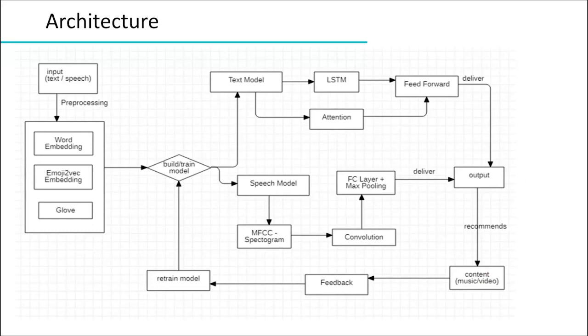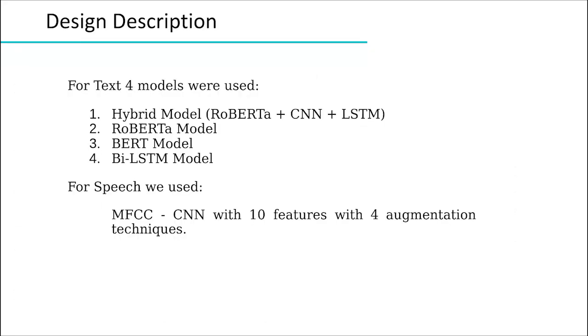This is the architecture of our project. The input is in the form of text or speech. The pre-processing methods include word embedding, emoji to vector, and GloVe. For the emojis, we use two concepts. One is demojize, which gives a textual representation for every emoji. The second method is emoji to vector, which basically provides a vector representation for every emoji. Now for the text and the emoji, we have two vectors, and we combine them as the input to our model. The text model and the speech model both give the output, which is then used to recommend the content, and then the feedback is taken to retrain the model. Next slide.